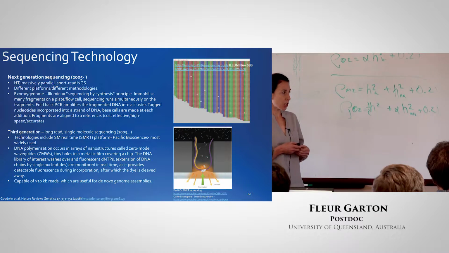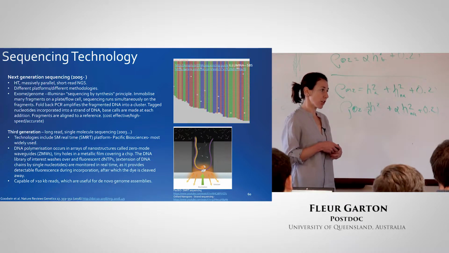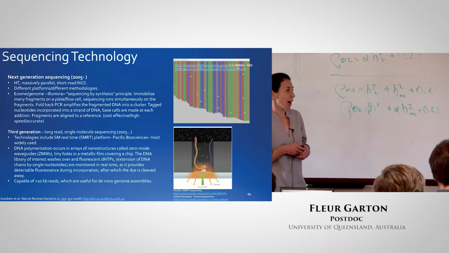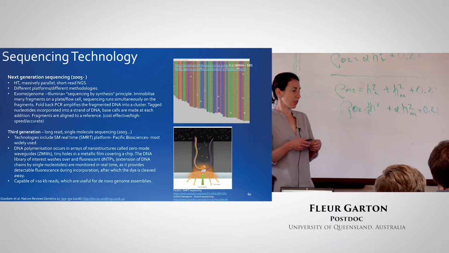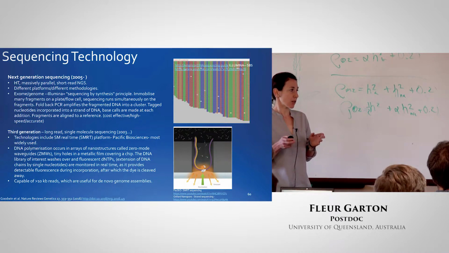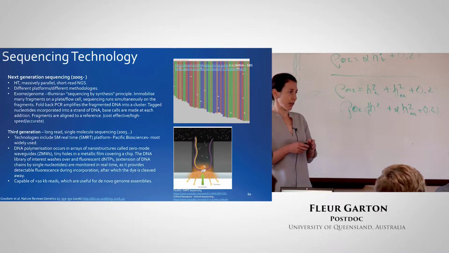So DNA polymerization occurs in arrays of nanostructures. These are called zero-mode waveguides, or ZMWs. And these are actually very, very tiny holes in a metallic film, which cover a chip. So the DNA, or the library of interest, washes over, and the fluorescent dNTPs, which extend the DNA chains by single nucleotides, are monitored in real time, and it displays a detectable fluorescence during the incorporation, after which the dye is cleaved away.